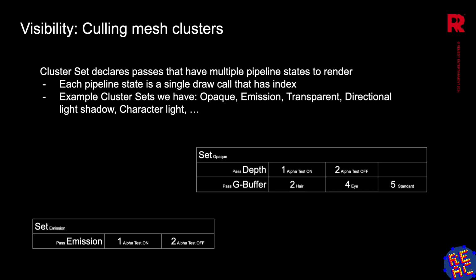The below example is even more simple. Emission cluster set is only used by materials that are emissive, and there is only 2 buckets to choose from.